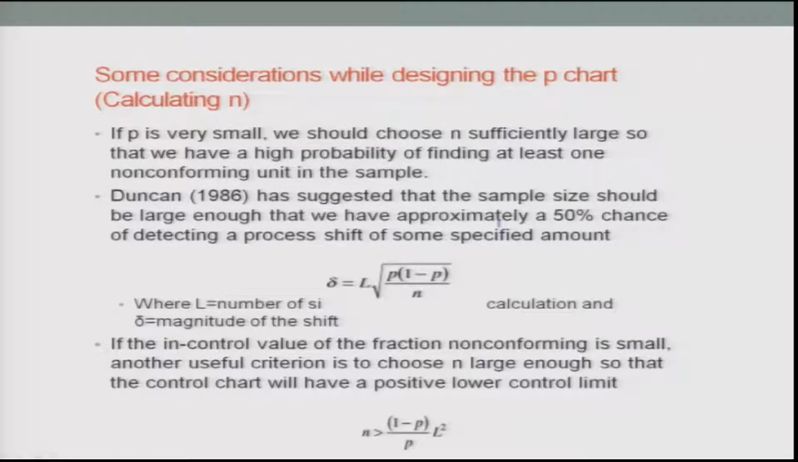Some considerations while designing P charts: you have to find the actual n and m on which you will do the calculations. If P is very small, we should choose n sufficiently large, so that we have a high probability of finding at least one non-conforming unit in the sample. So, if your actual calculation says the proportion is very small, you take a large chunk in order to find that.